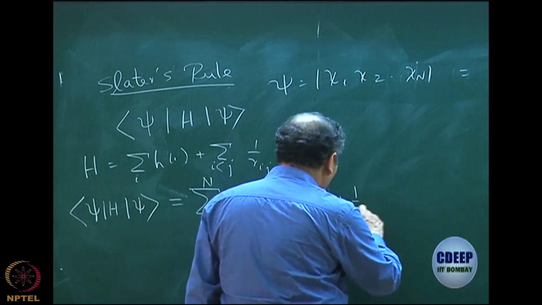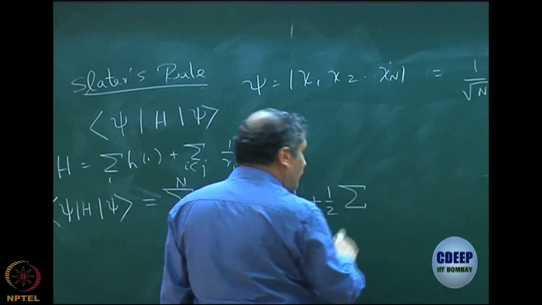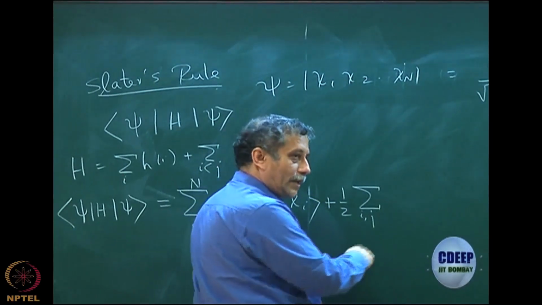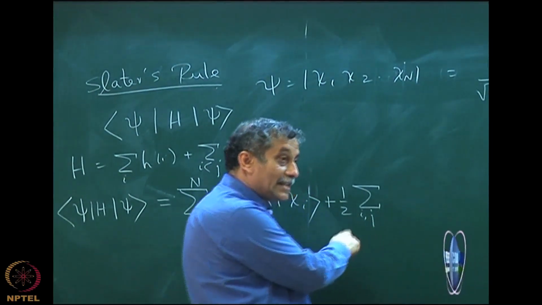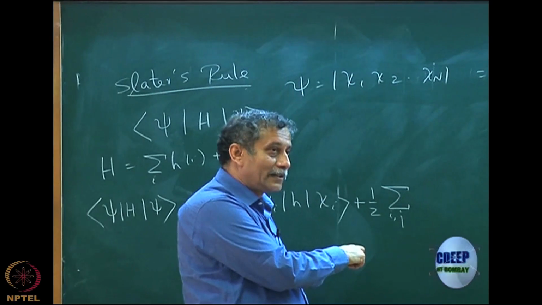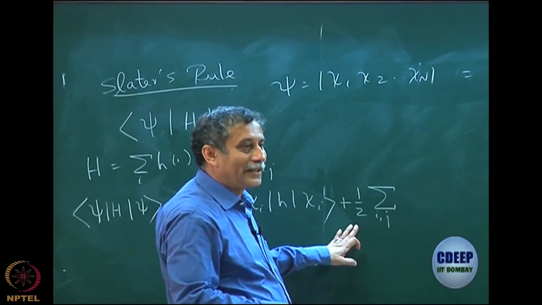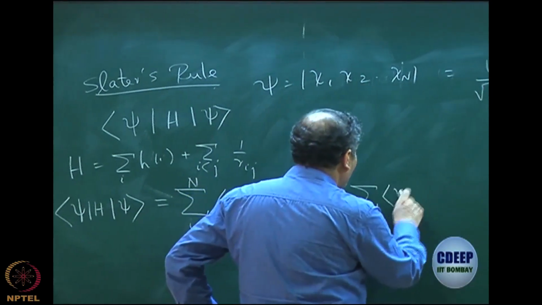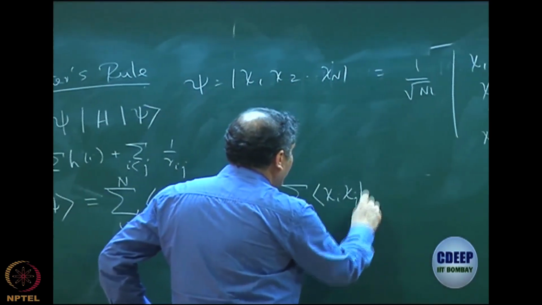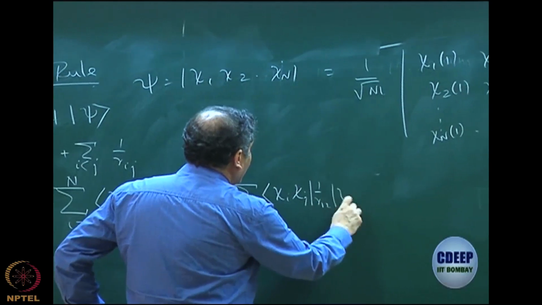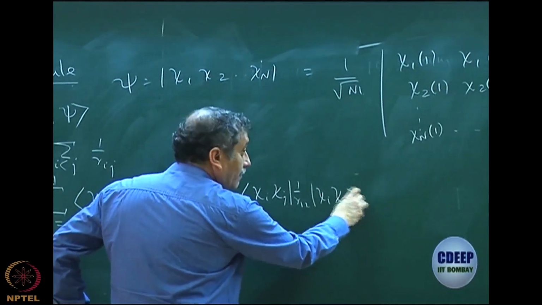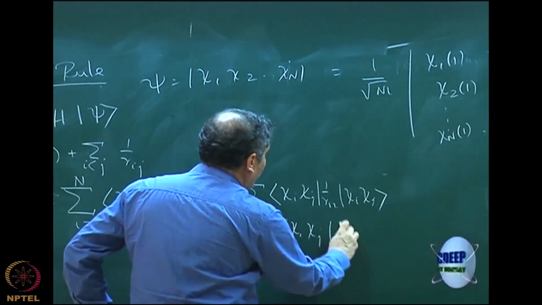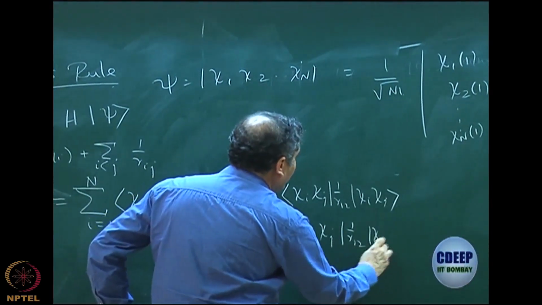Half of, okay, that is one form, half of summation all i all j, all i all j, i less than j. Then half won't be there. If it is half, it must be all i all j, correct? So then this is 2 electron integrals chi i chi j 1 by r12 chi i chi j minus chi i chi j 1 by r12 chi j chi i.